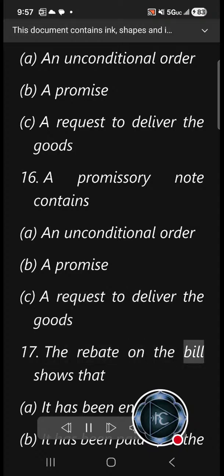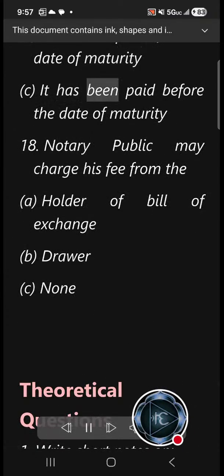A promissory note contains an unconditional order, a promise, a request to deliver the goods. The rebate on the bill shows that it has been endorsed, it has been paid after the date of maturity, it has been paid before the date of maturity. Notary public may charge his fee from the holder of bill of exchange. Drawer. None.